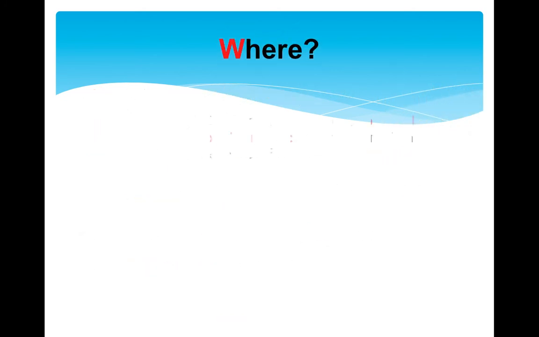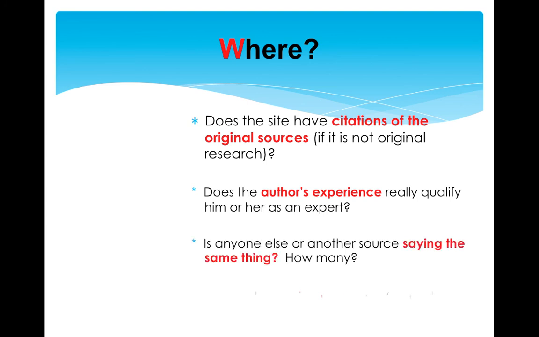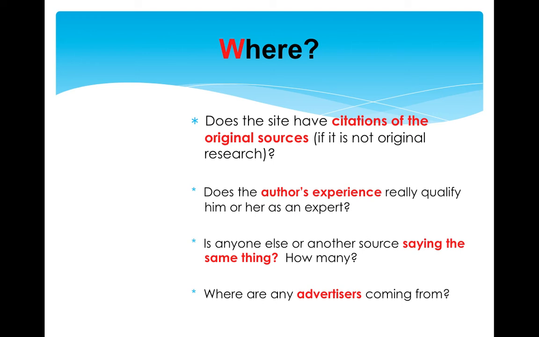Let's go to the next slide. Fancy animations. All right. Where is the next W? Does the site have citations of the original sources, if it is not original research? So if somebody hasn't done their own research and they're quoting somebody else's research, then they need to cite that research. There needs to be references. Whose research is it? When was it done? Where's the link? You've got to give credit where credit is due. If somebody else has done all this research and spent months doing it, then you need to give credit to them.